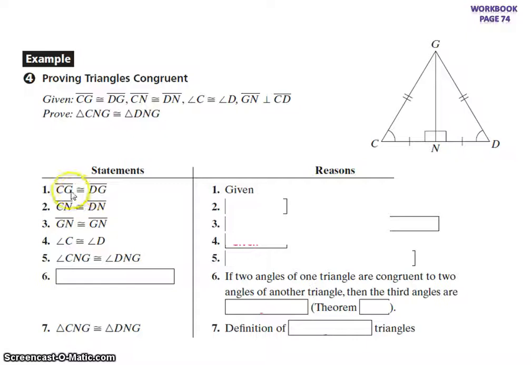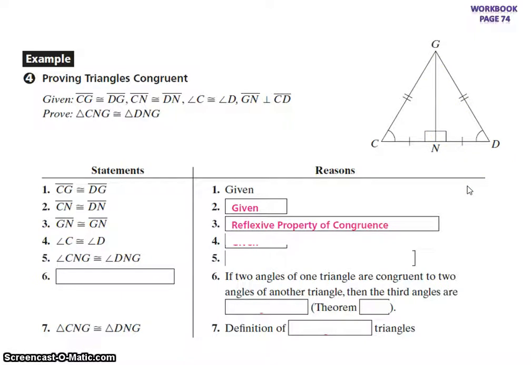So I've got CG is congruent to DG. That's given to us. They tell us that information up here. And then CN is congruent to DN. That's also given up there in our particular problem. And then GN is congruent to GN. Well, look, it's the same line. And so that is what's called the reflexive property of congruence. Reflexive because it's back on itself. So we know that the 3 sides are congruent.